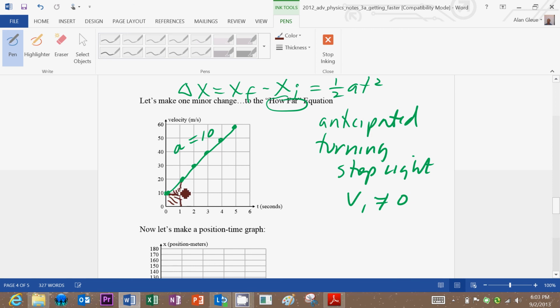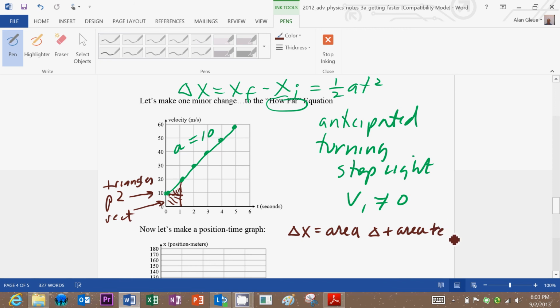What we had before were those triangles. If you want to look on page 2, you can. We had these triangles. That's what we had before, but now we also have this little square, this little rectangle. So this delta x that we have represents now two areas. Area of the triangle plus the area of this little rectangle. Well, we know that this triangle is 1/2 at squared. That's what we discovered on page 2.